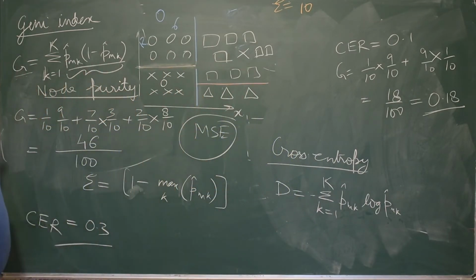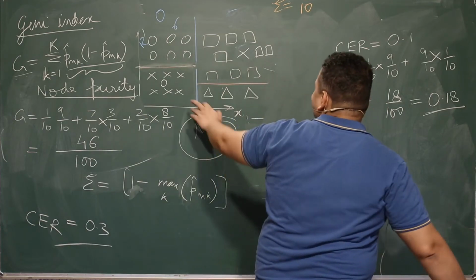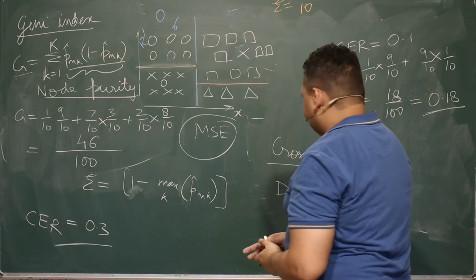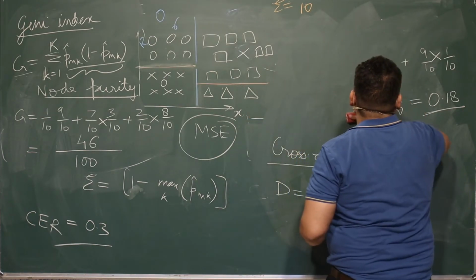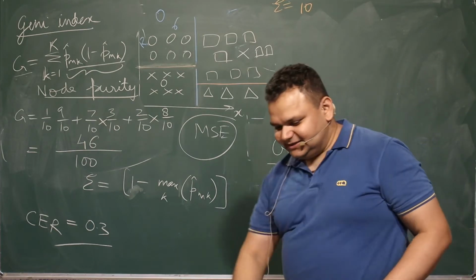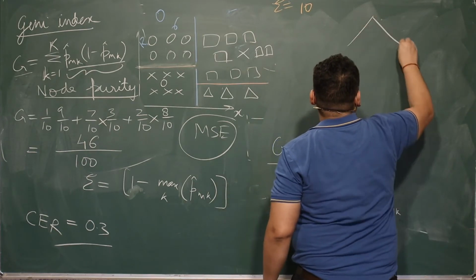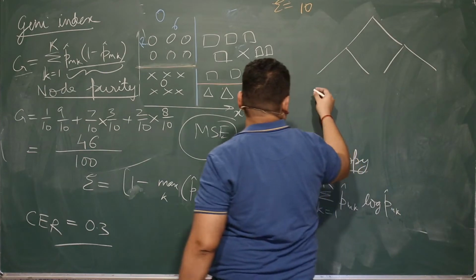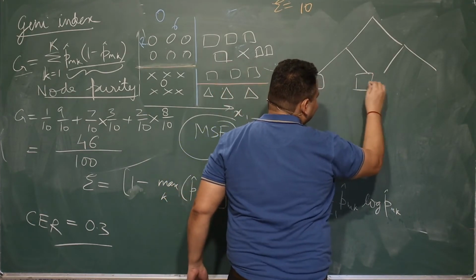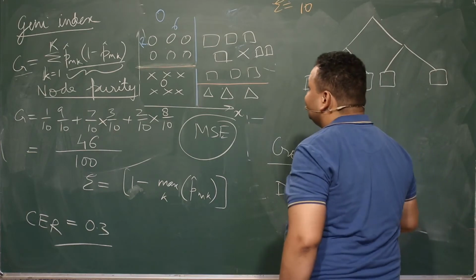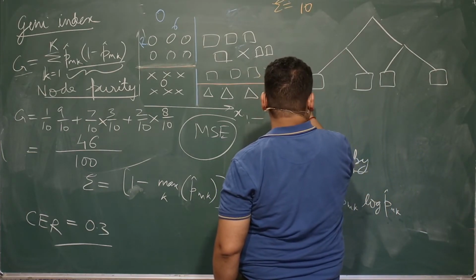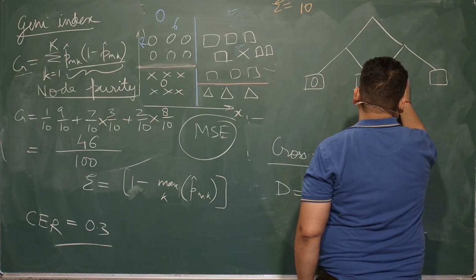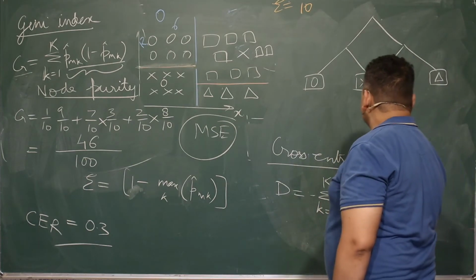So let us put a circle over here. This is my data set, and it has been divided into 4 partitions: partition 1, 2, 3, 4. Now my tree is going to look something like this. The prediction from the first one is a circle. The prediction from the second one is a cross. Then we have a square, and then we have a triangle.